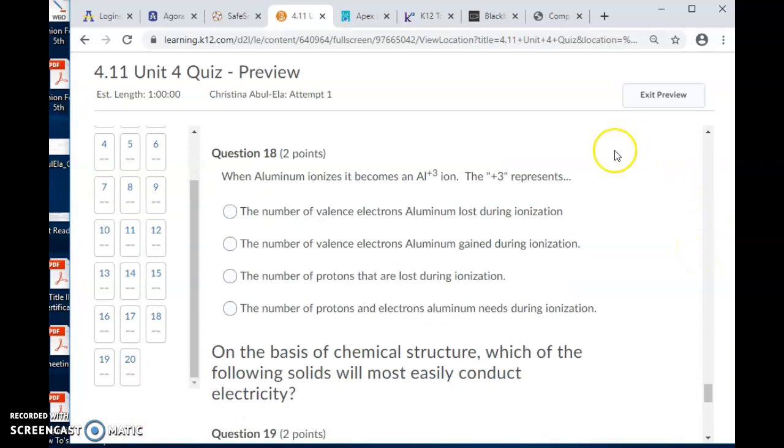Question 18. When aluminum ionizes, it becomes an Al+3 ion. The +3 represents the number of valence electrons aluminum lost during ionization, the number of valence electrons aluminum gained during ionization, the number of protons that are lost during ionization, the number of protons and electrons aluminum needs during ionization.